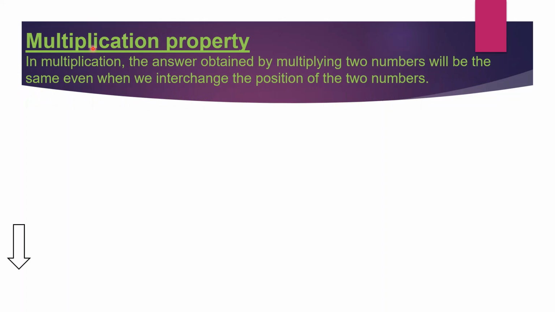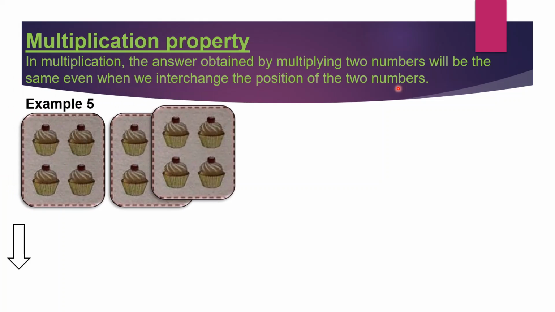Now, we're going to have the multiplication property. In multiplication, the answer obtained by multiplying two numbers will be the same even when we interchange the positions of the two numbers. Okay, we have example number 5.